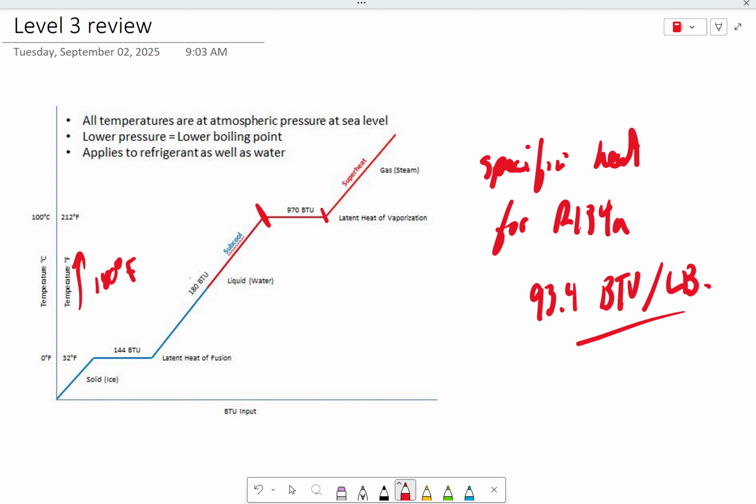Okay. But that means that you can move 93.4 BTUs per pound. Even on a system that's only got 2 pounds, we're pumping that refrigerant really fast in circles inside that system, right? That's why it works.